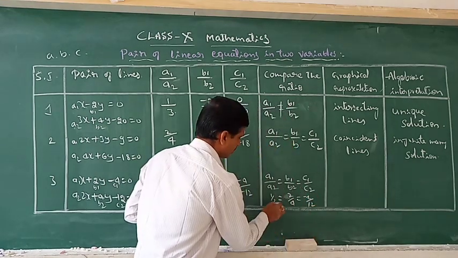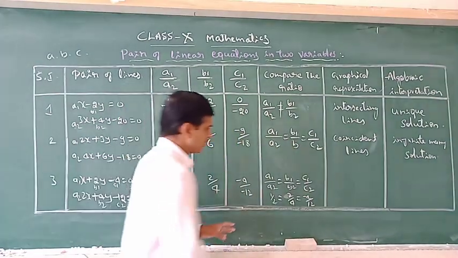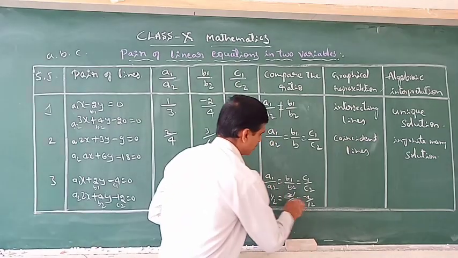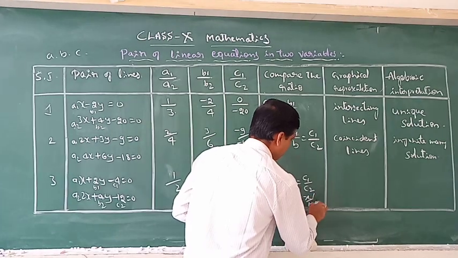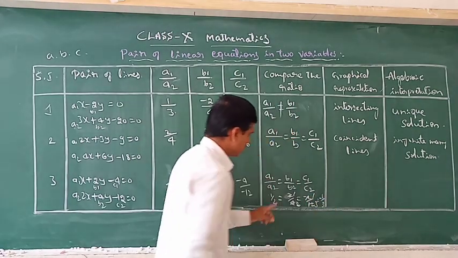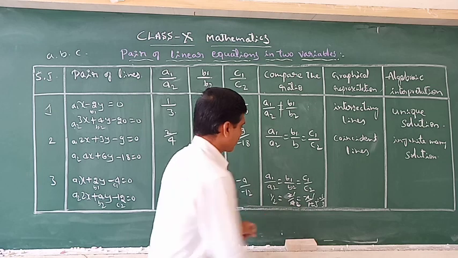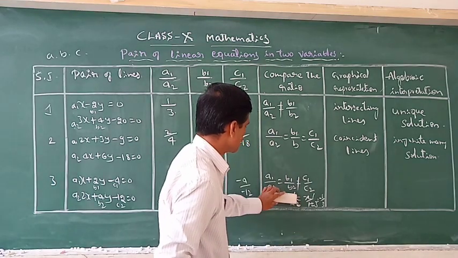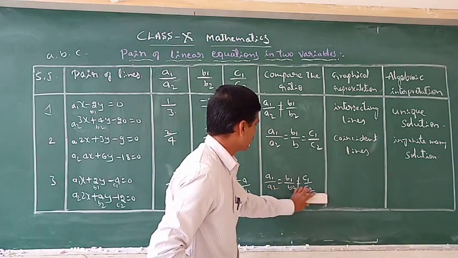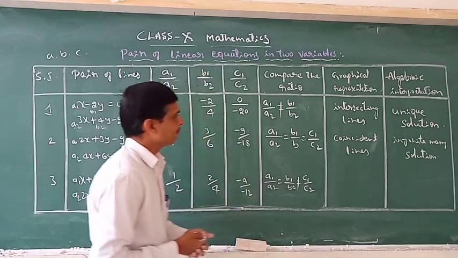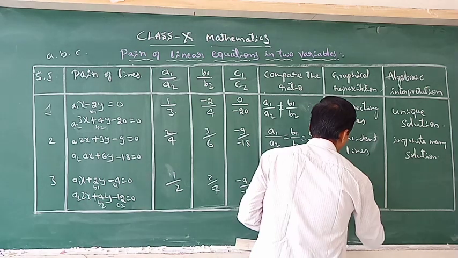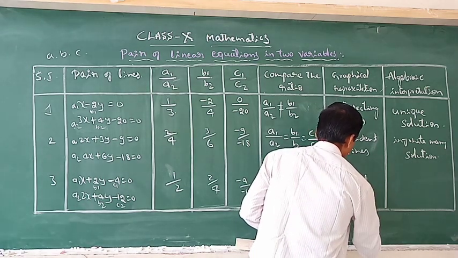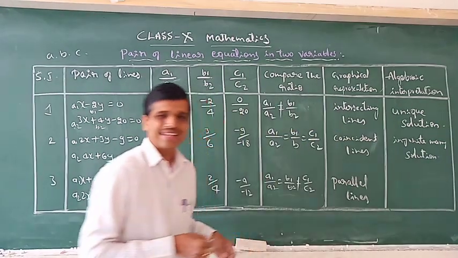Compare now. Yes, 1 by 2, it is a reducible form. Now 2 ones are 2, 2 twos are 4, so 1 by 2 it becomes. So 1 by 2, 1 by 2 are equal. But here what happened? 4 ones are 4, 4 threes are 12, it becomes minus 1 by 3. These two are equal, but this is not equal. Hence, this interpretation shows us that it seems to be parallel lines. So that is why it is known as parallel. On a graph, these are represented like parallel lines.